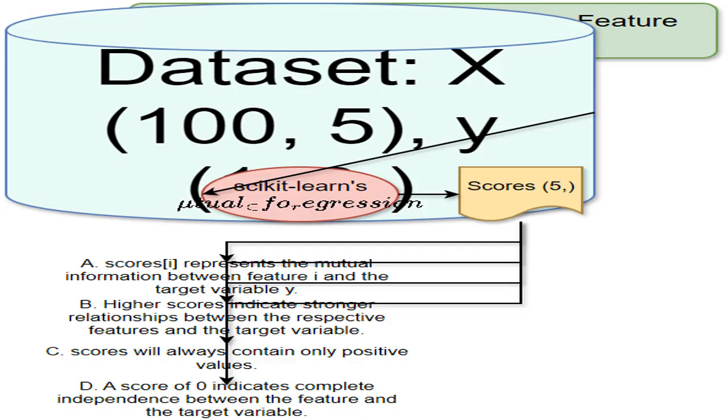I have 100 samples. Each sample has 5 features. X is a 100 by 5 matrix. I am trying to predict a single value Y for each sample.